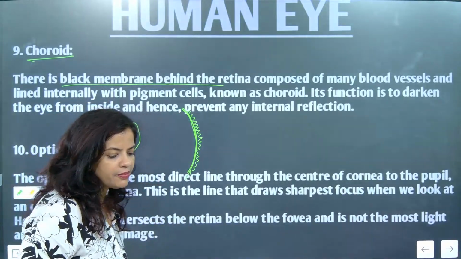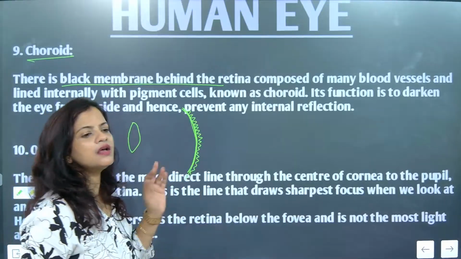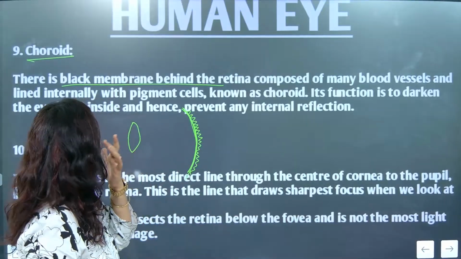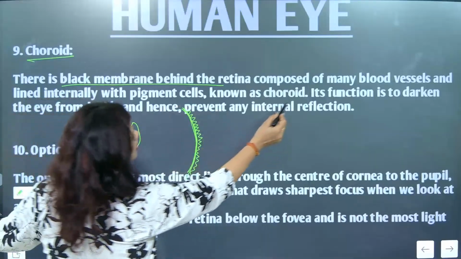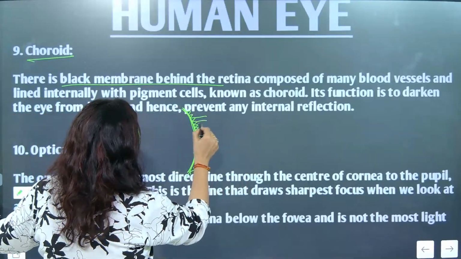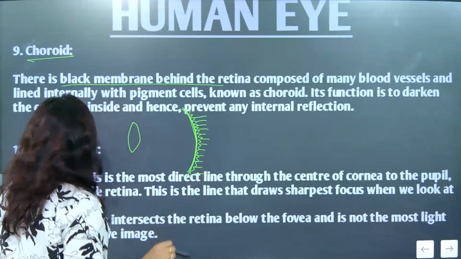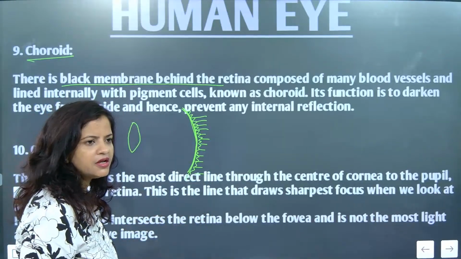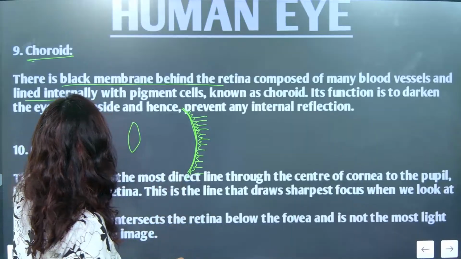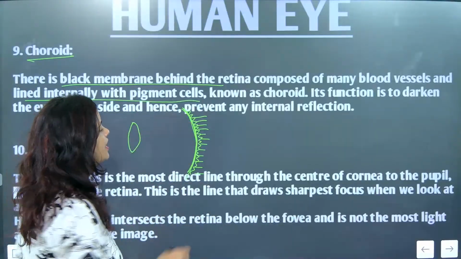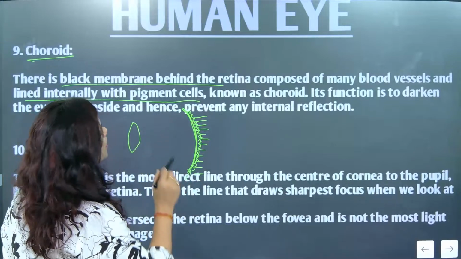Black membrane. Are we understood? So, a black membrane behind the retina, and it is composed of many blood vessels. They are connected to what? Blood vessels. So these blood vessels will be providing blood content to the retina section, and it is lined internally with pigment cells. It is full of pigment cells known as choroid.